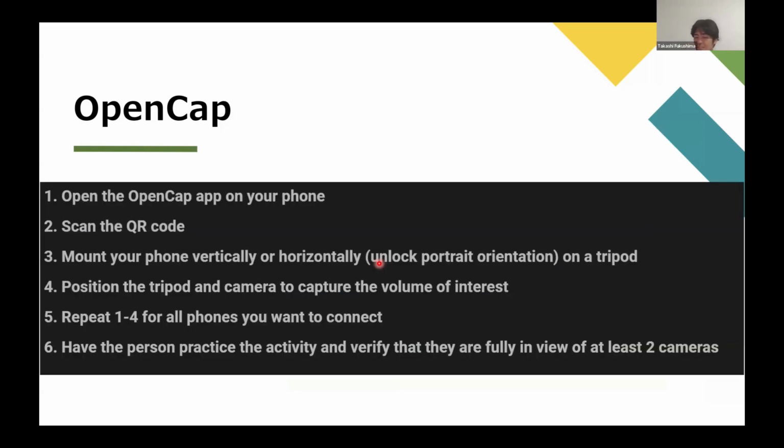All right, I just copied and pasted the instructions from the OpenCap website, but basically, you just need to open the OpenCap application on your smartphone, I mean, on your iPads or iPods or iPhones, and scan the QR code. I will show you the QR code in the next slide. And mount your phone vertically or horizontally. It doesn't matter, but you have to unlock the orientation.